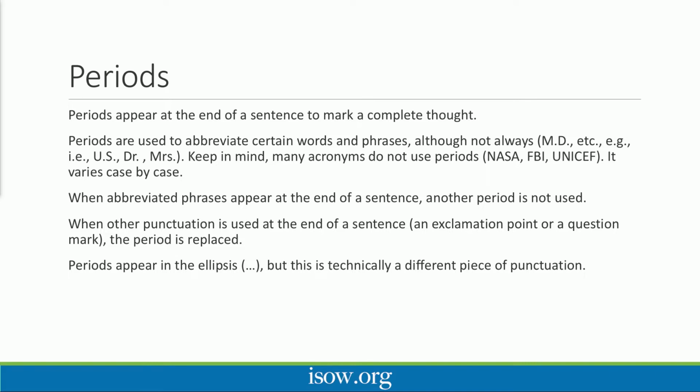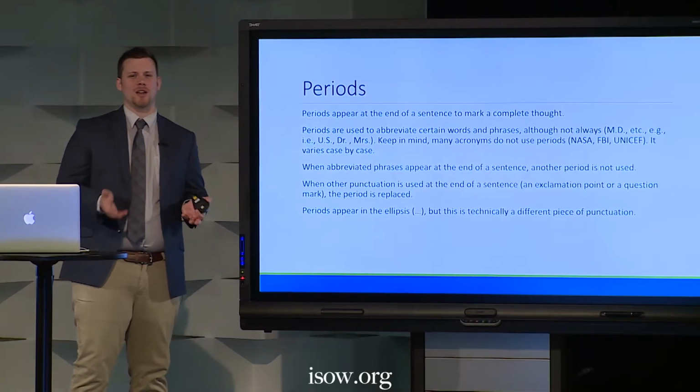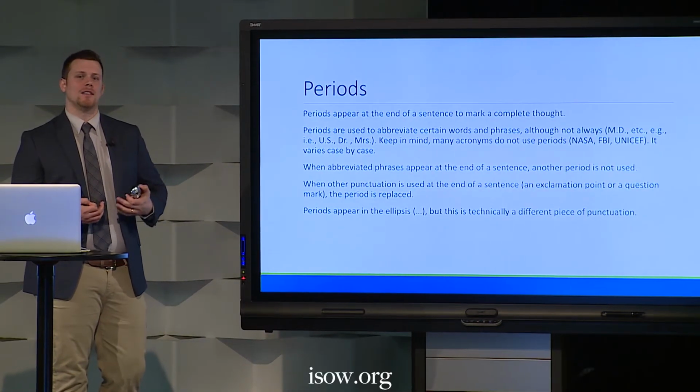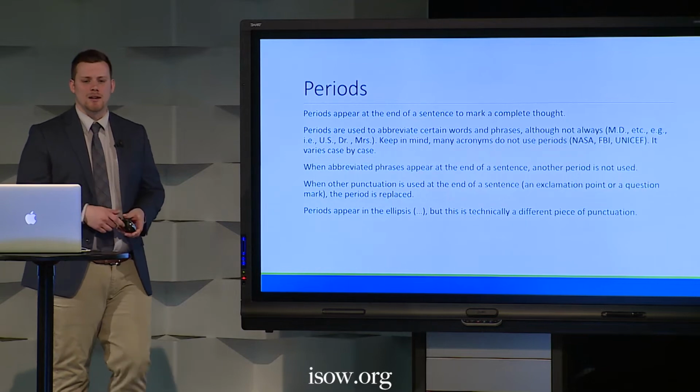Many acronyms do not use periods. A lot of people will mistakenly put them in. So like NASA, the FBI, UNICEF, none of these will use periods in them because we pronounce them as words. And it varies case by case. So whenever you're writing anything like an acronym, just keep that in mind.